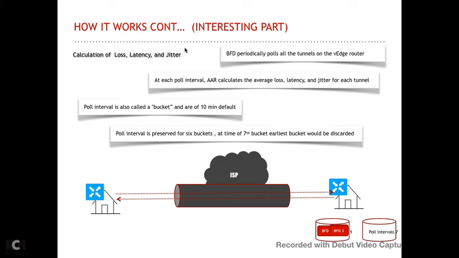So once the BFD packets have been captured in poll interval 1, assume poll intervals 1, 2, 3, 4, 5, 6, and then the 7th poll interval comes live. So what happens? Once the 7th interval comes live, the poll interval bucket 1 gets discarded. The same pattern happens every 1 second, the BFD packet is going through to measure the real health of the transport so that your application-aware routing works as expected without any flaw. Make sense? Good. So this is the whole story.